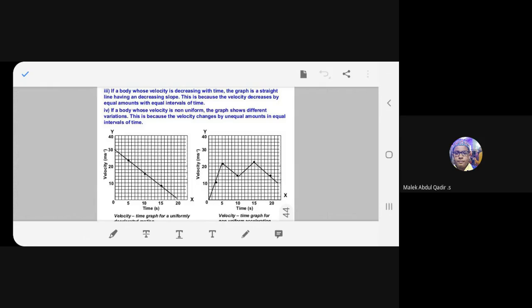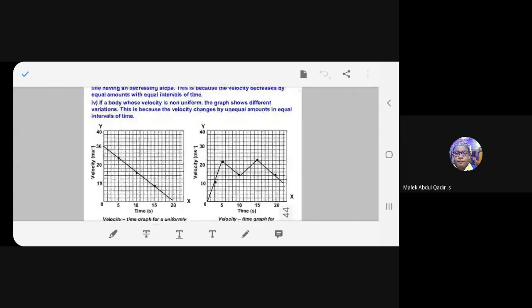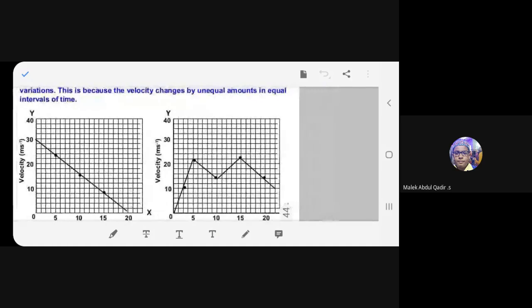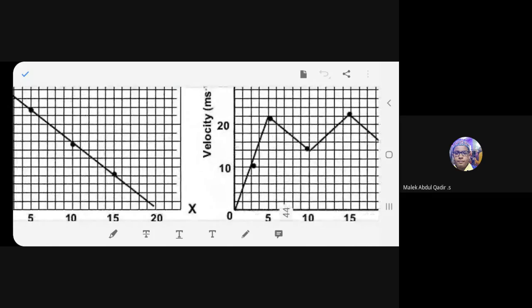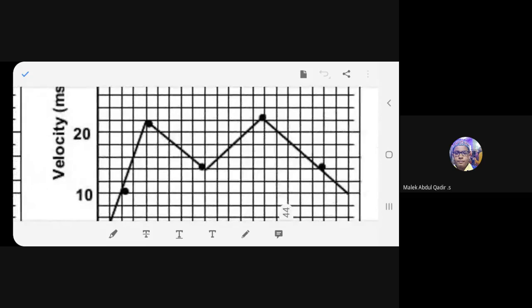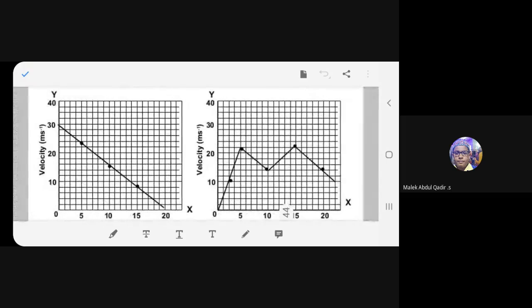If I give you a graph, what can you predict? What can you say about it? This is what is written over there, and that's what you have to write. The one on the left shows uniform motion, but with a decreasing slope. This one shows non-uniform motion with lots of variations. This is how you have to analyze the graph.